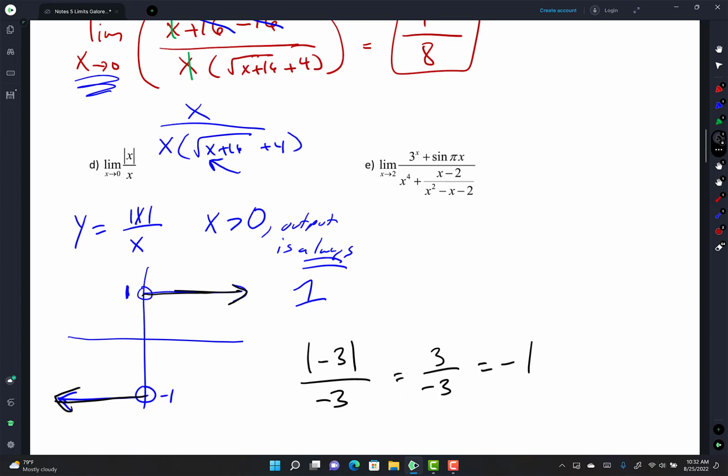All right, so what's the answer? As I approach 0 from the right, it would have been 1. If I approach from the left, it would have been negative 1. Am I approaching the same value? So you're going to write: does not exist.